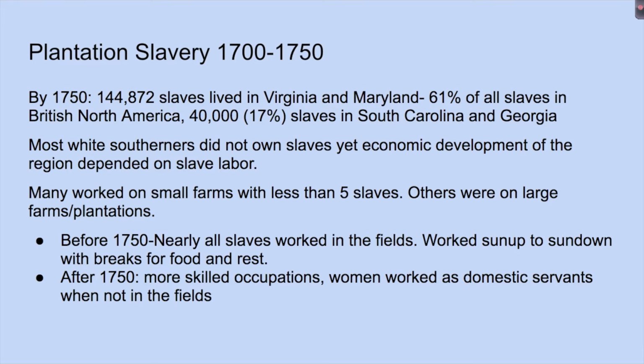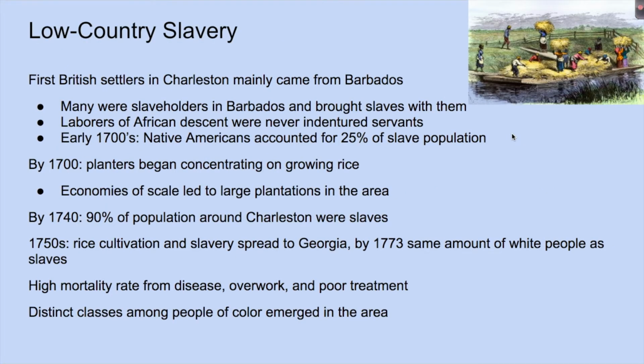Before 1750, nearly all of the slaves worked in the fields. They worked sunup to sundown with breaks for food and rest. After 1750, you started to see more skilled occupations. You started to see women working as domestic servants when they were not in the fields. Now we're going to look specifically at a region that's known as the Low Country and how slavery went there, because it was a little different than the Chesapeake or up north.